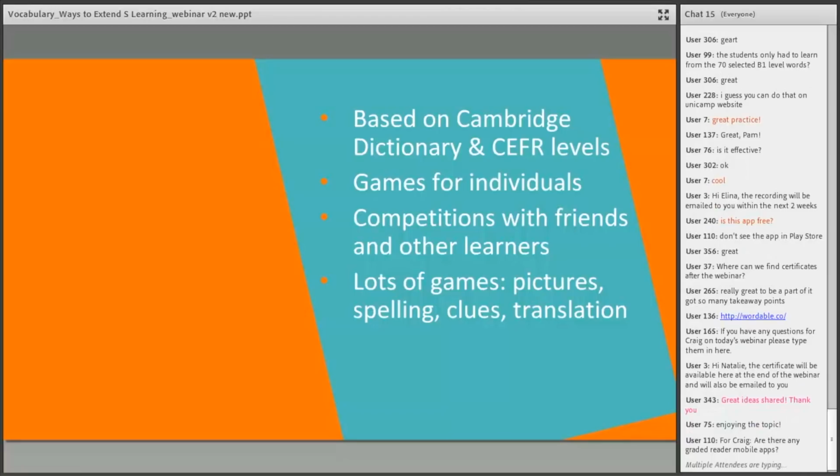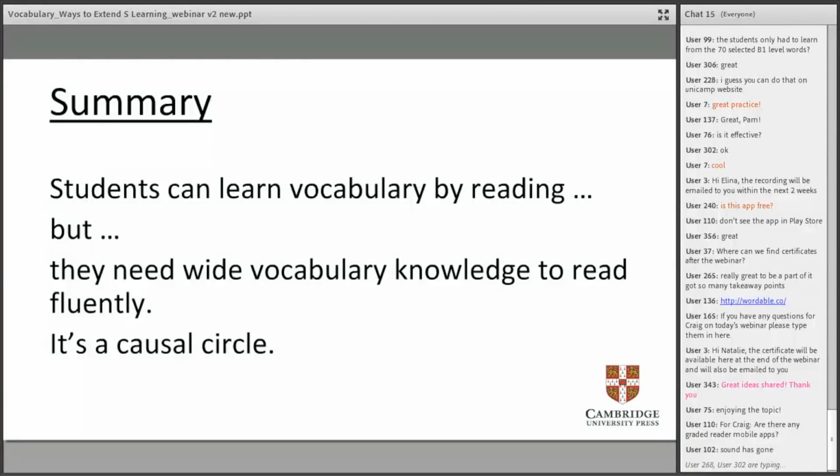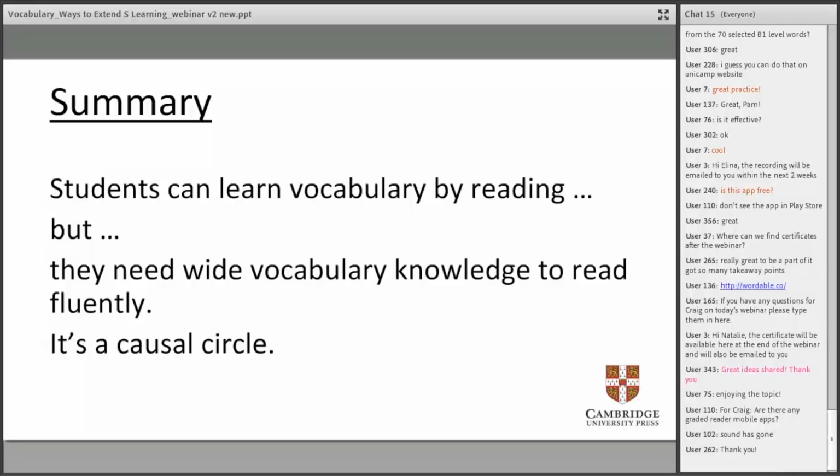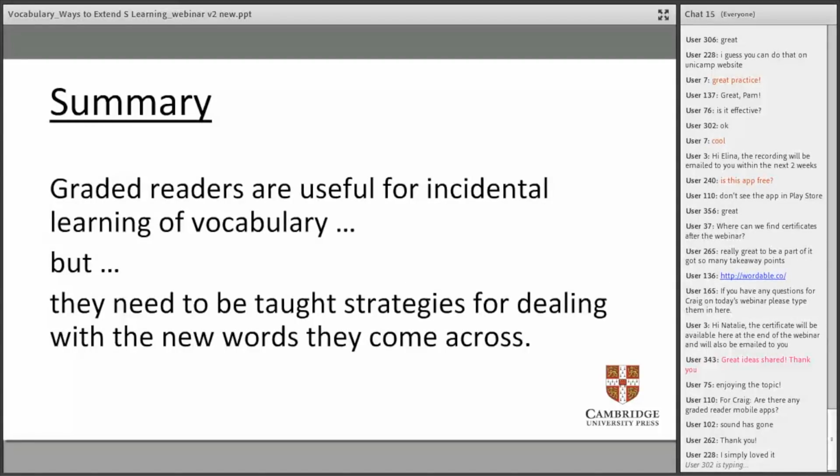So we have got more or less to the end. I'd just like to sum up by saying that students can learn a lot of vocabulary by reading, but at the same token, they need a wide vocabulary knowledge to read fluently. So as I mentioned before, it's a causal circle.